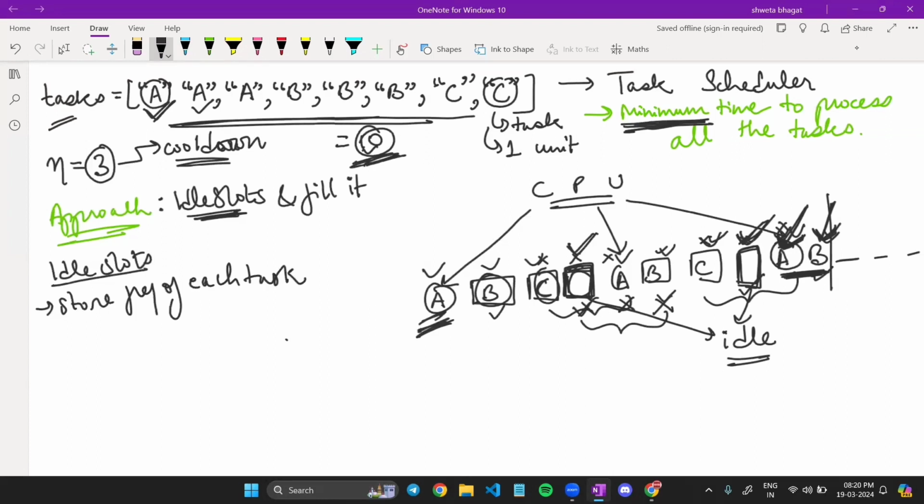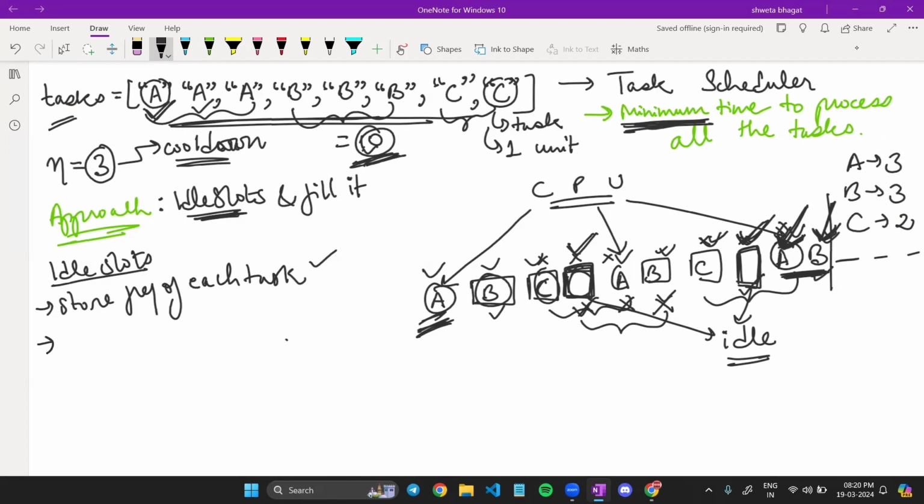Now let's store the frequency of each task. So what is the frequency of A? The frequency of A is 3. What is the frequency of B? The frequency of B is 3. And what is the frequency of C? The frequency of C is 2. Okay. Now we are done with the first step, that is storing the frequency of each task.